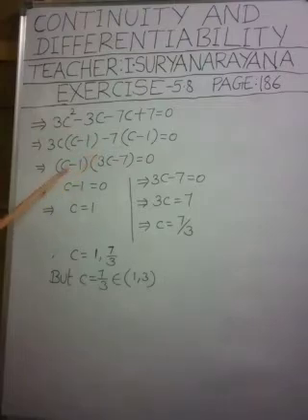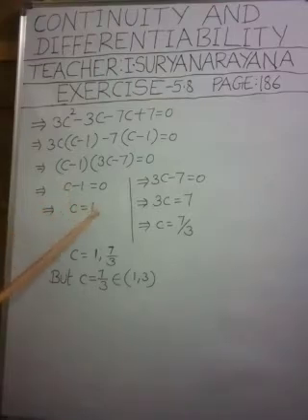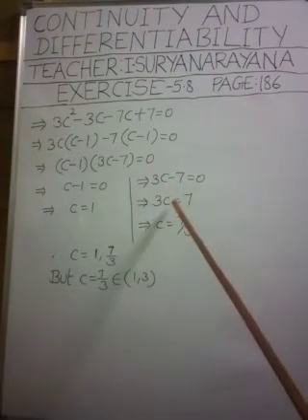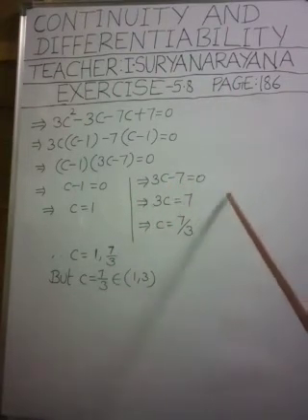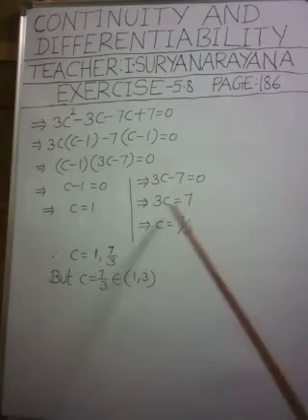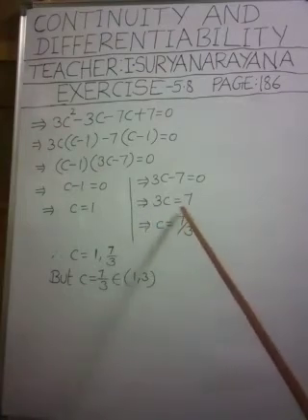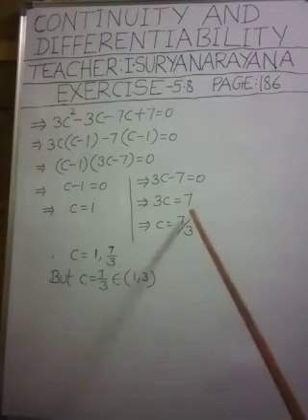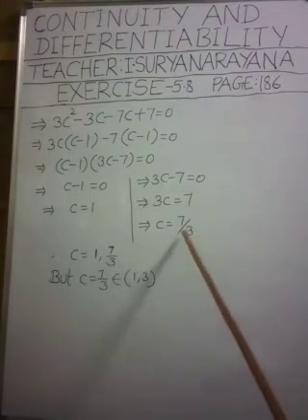This implies c minus 1 is equal to 0, and 3c minus 7 is equal to 0. Understood these two steps? This implies c is equal to 1. Understood this step? This implies on this side 3c is equal to, if we are sending minus 7 to the RHS, it becomes plus 7. So this implies 3c is equal to 7. Understood this step? This implies c is equal to 7 by 3. Understood this step?